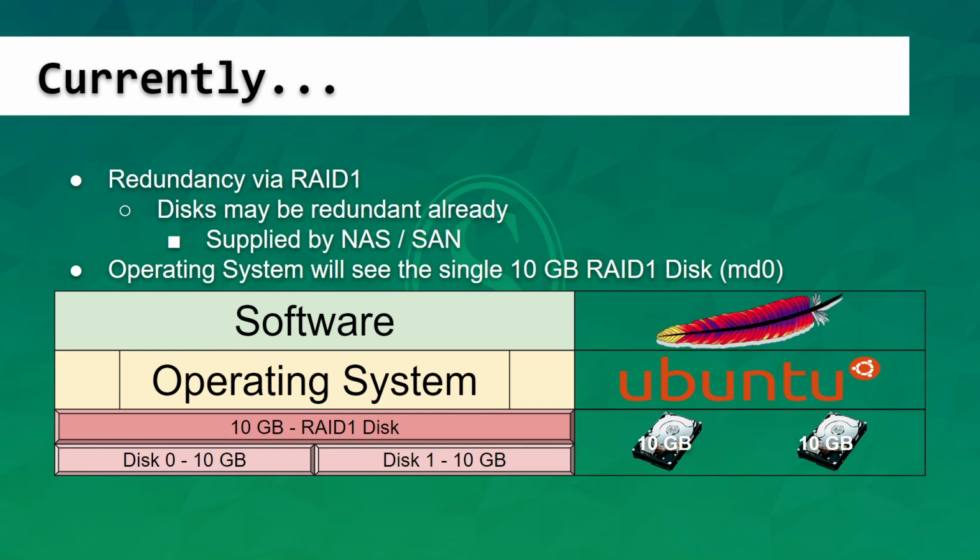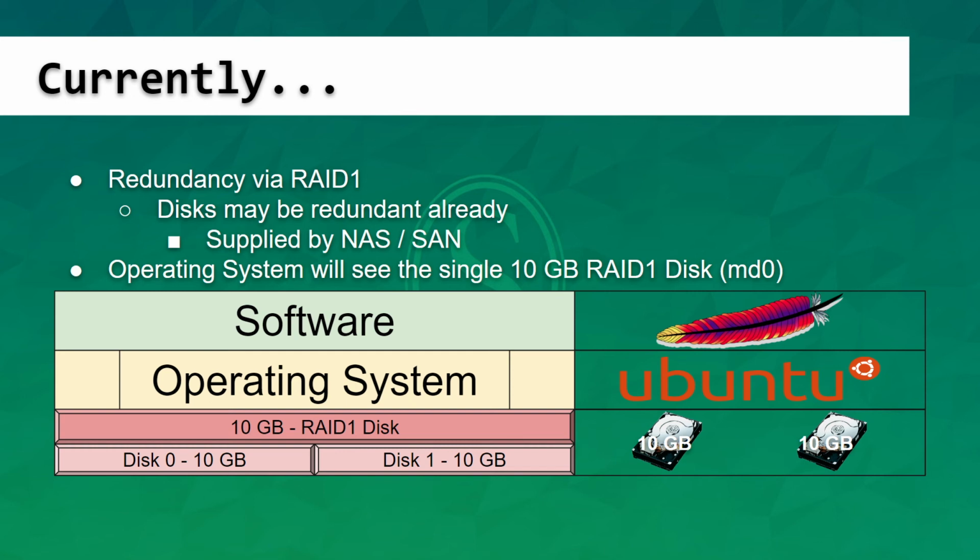Okay, so currently, if we were to look at this in a RAID 1 sense, we could look at our hardware level with our 10 gigabyte hard drives. The disks are going to be disk 0 and disk 1. They are 10 gigabytes. We have put them in a RAID 1 disk. So the operating system will see one RAID 1 disk, which is just 10 gigabytes usable. And then we'll install everything on top of it.